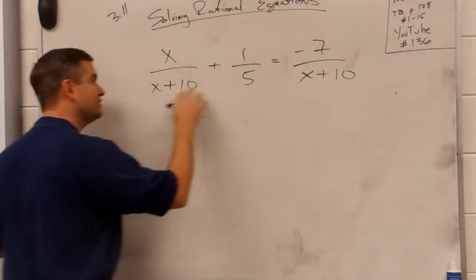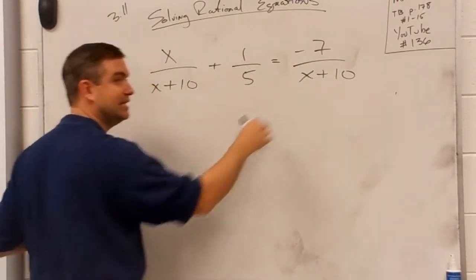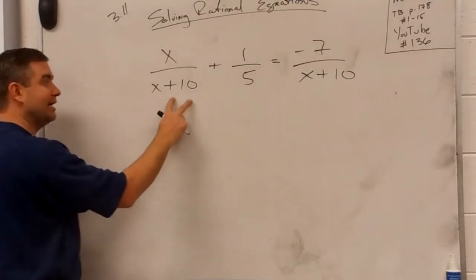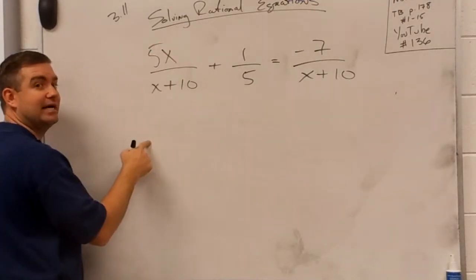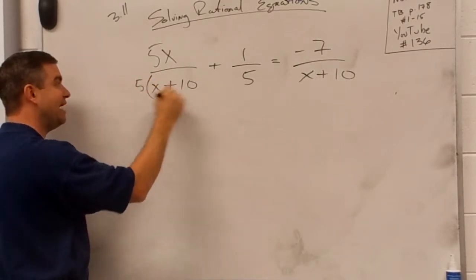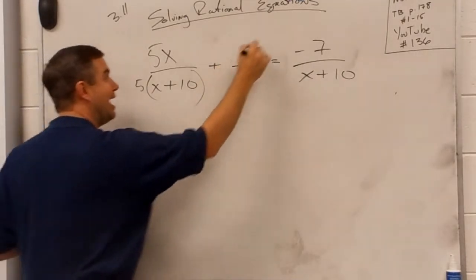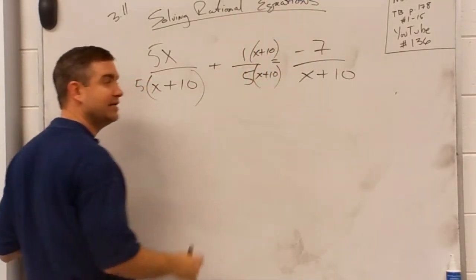All right, so looking at your denominators, x plus 10, 5, and x plus 10, what do you think the LCD is going to be? 5 and x plus 10. So, very quickly, what do I have to multiply this one by? 5. Watch. See how easy that was? I just put a 5 there, and I put a 5 there. What does this one have to be multiplied by? X plus 10. So I put an x plus 10 right there and right there. X plus 10 over x plus 10.